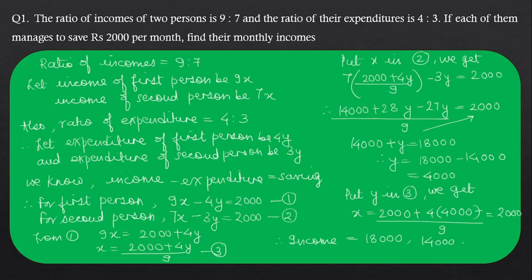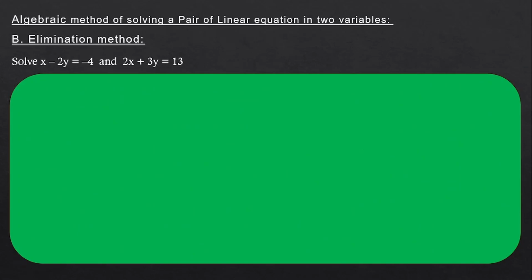Now let us move forward and learn the next method, which is the elimination method. The word elimination comes from the word eliminate, which means remove. So here we will try to remove one of the variables from the equations so that we can convert both equations into one variable, which then becomes easier to solve. So let us see how we have to do this.